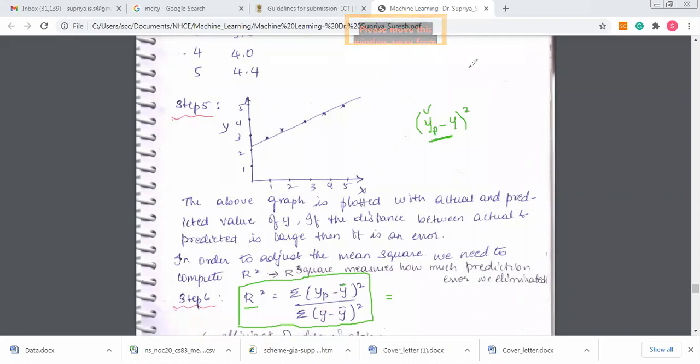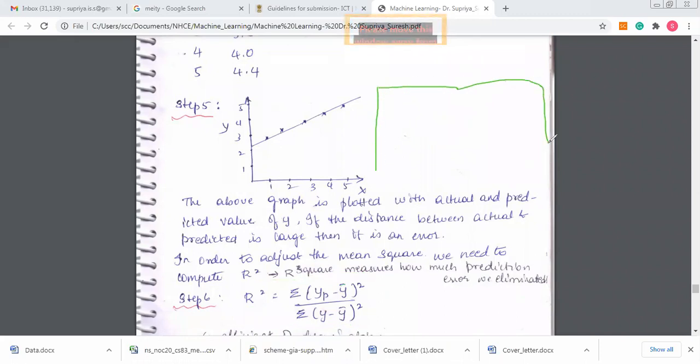Now I want you to create a table again with the values. We already know the x and y values. So I know the x value, the y value, and the YP value, which we just now calculated. Now I have to calculate the loss, that is the least mean square error, the R2. So my equation is telling me I have to calculate YP minus Y bar.